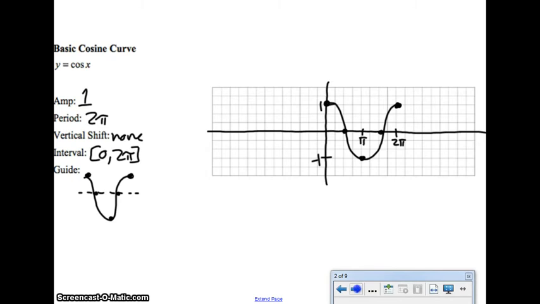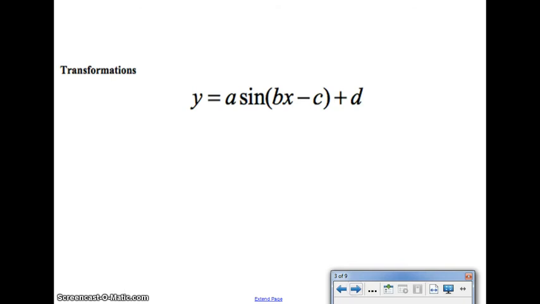So same idea as with sine, I'm just going to follow the pattern to get the rest of my points. And then just draw in the rest of my cycles here to fill out my grid paper. Okay, so this is how we're going to approach every single sine and cosine graph. So let's look at where we'll find the information if our amp or period or vertical shift or interval is different. All right, so this is the basic form.